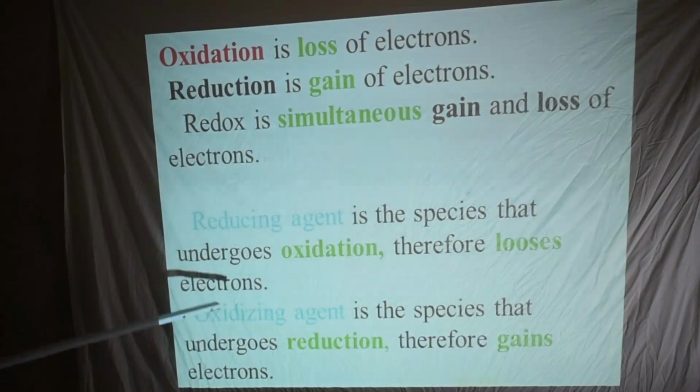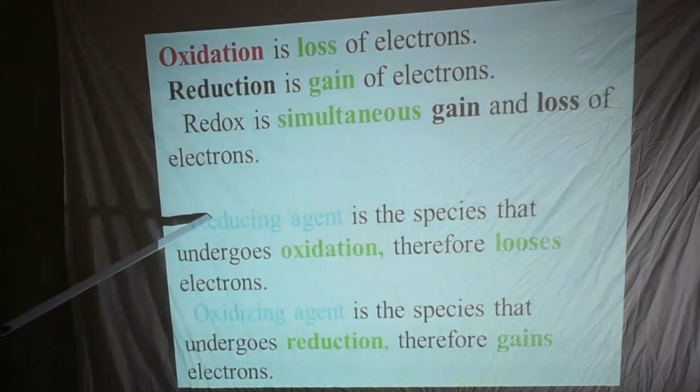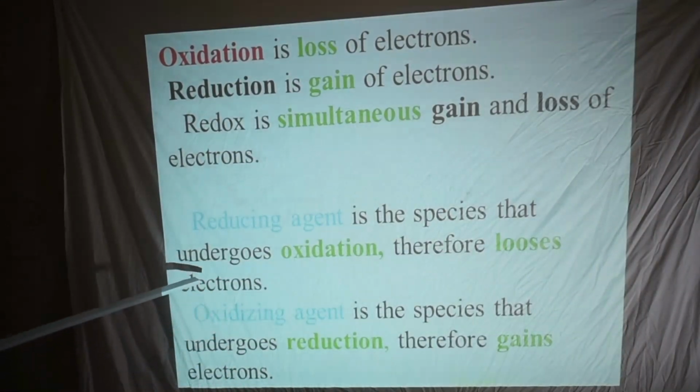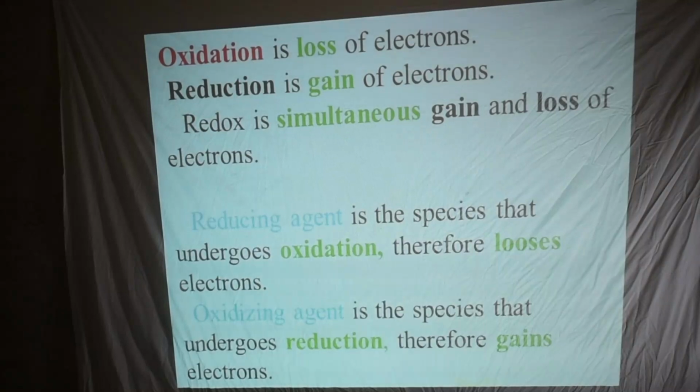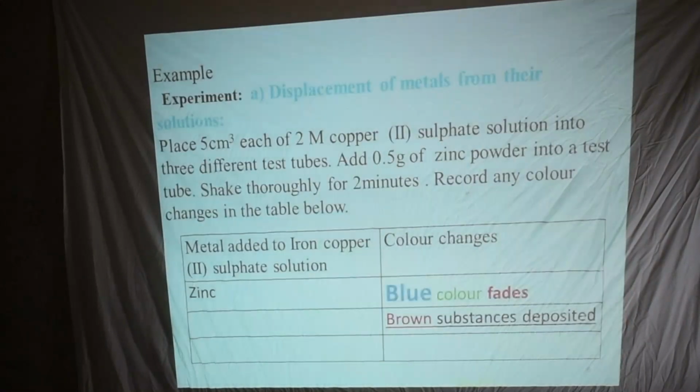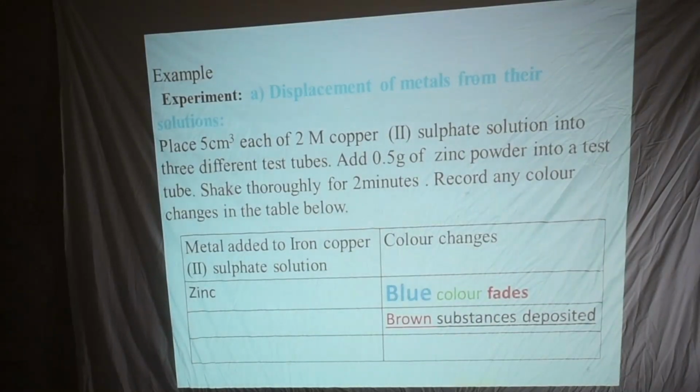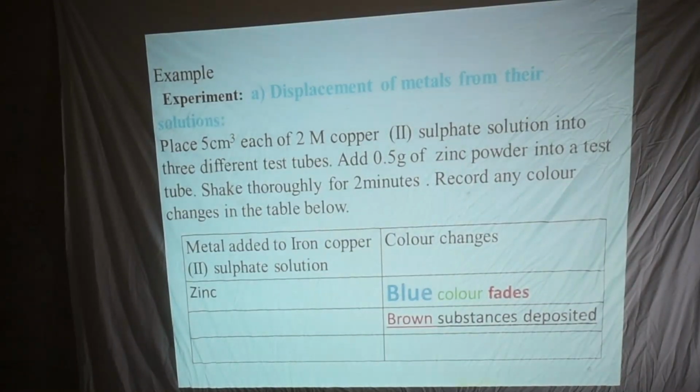And therefore, we are saying that a reducing agent is a species that undergoes oxidation, and therefore it actually loses electrons. Now, the oxidizing agent, as we have said, is the species that undergoes reduction and therefore gains electrons. Now, let's go further and see an example of this so that we can understand more about oxidation, reduction, reducing agent, oxidizing agent.